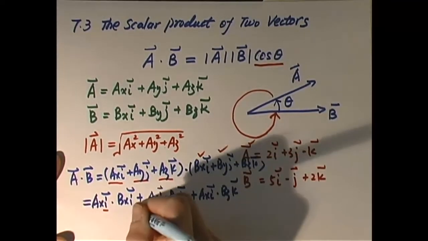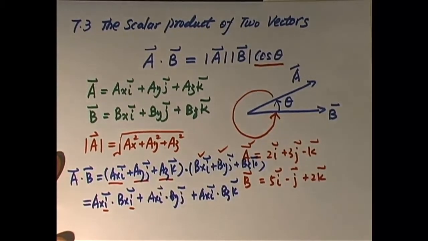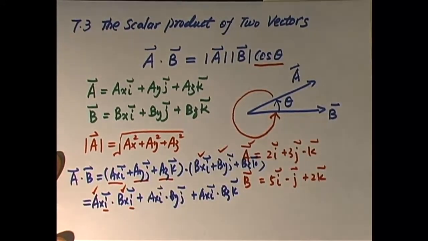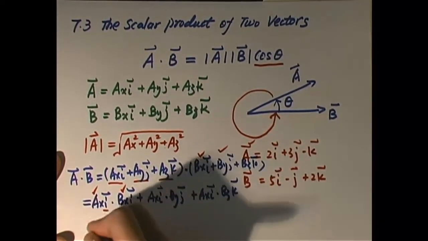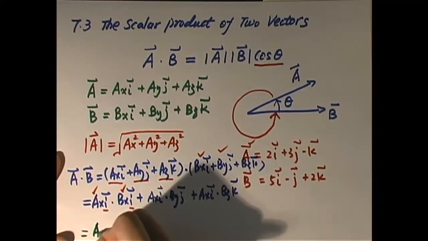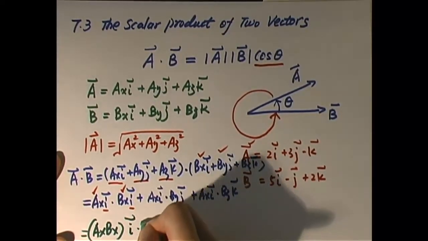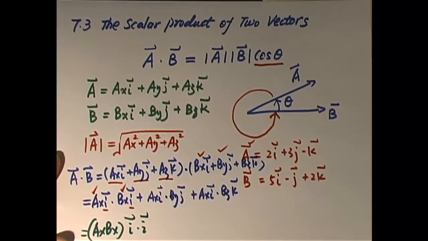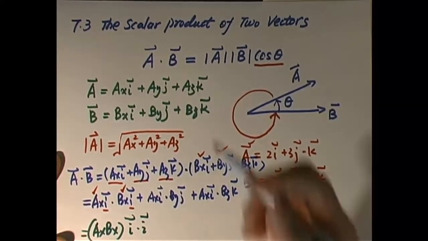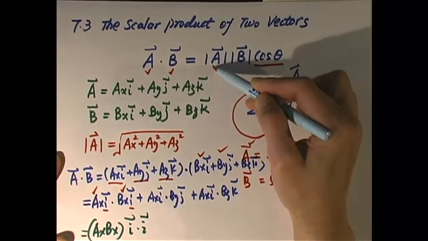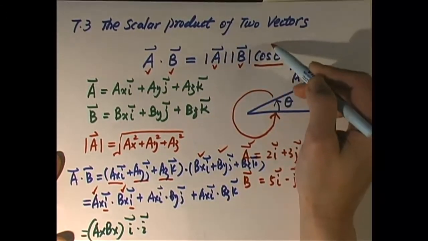Now here is i dot i. Ax and Bx are just numbers, so numbers simply multiply each other. So we have Ax Bx as numbers multiplied by each other. Now here is i dot i. This is a vector dot a vector. So if we follow the definition, a vector dot a vector is the first one's magnitude times the second one's magnitude times cosine of this angle.